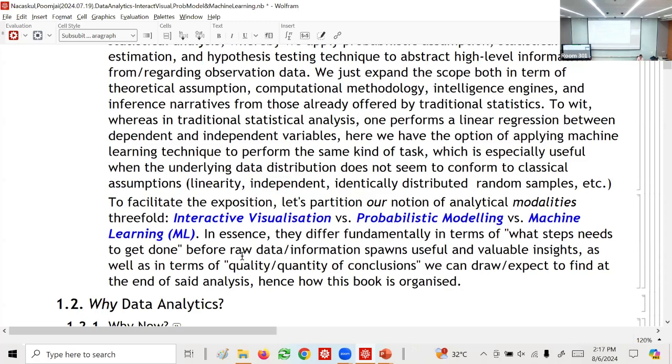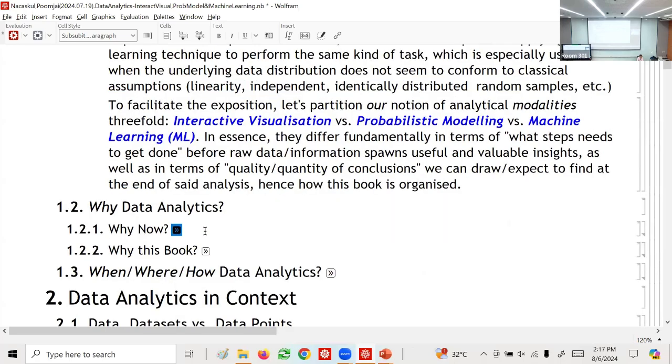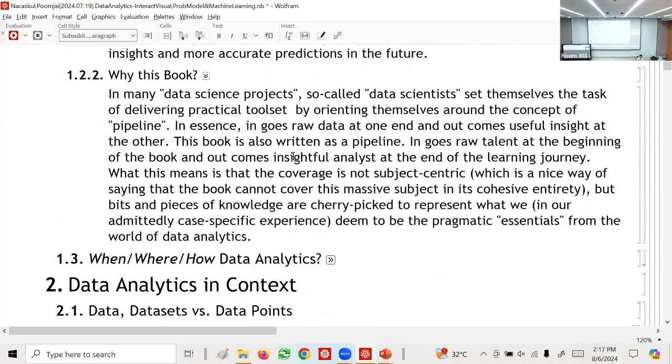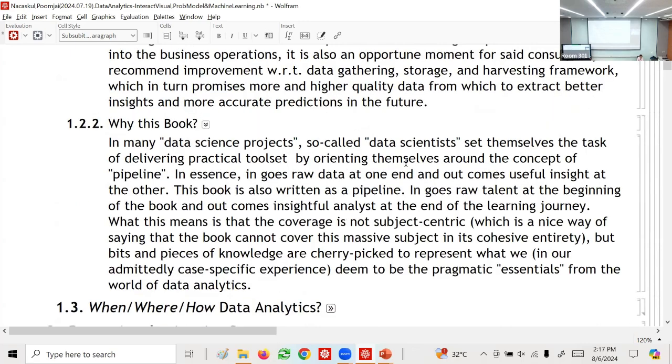Okay, so why data analysis? Why now? Obviously, because data is everywhere, big data and so forth. And the idea here is, this book tries to... It's a bit like the learning outcome of this class.